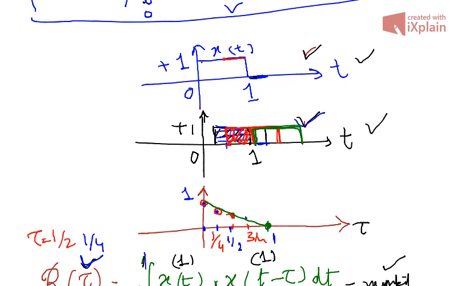Similarly, you can repeat it for negative value of tau, and for negative value of tau you would get these values. At -1 there will be no overlap, and your autocorrelation function looks like this for this pulse. It looks like this, right? Which is an even function of tau. Autocorrelation is an even function of tau. We discussed this theory earlier.